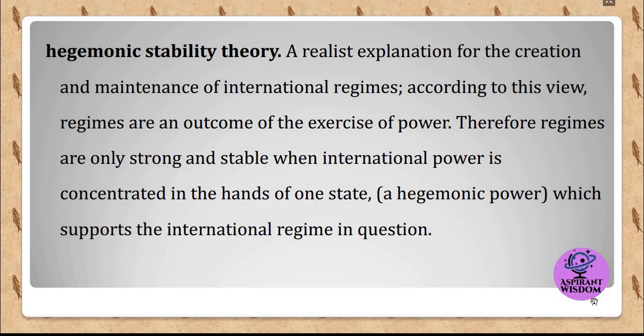Hegemonic stability theory. A realist explanation for the creation and maintenance of international regimes. According to this view, regimes are an outcome of the exercise of power. Therefore, regimes are only strong and stable when international power is concentrated in the hands of one state, a hegemonic power, which supports the international regime in question.